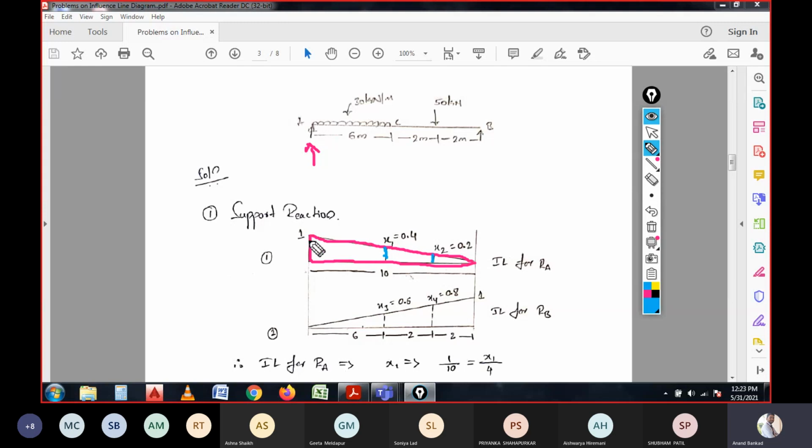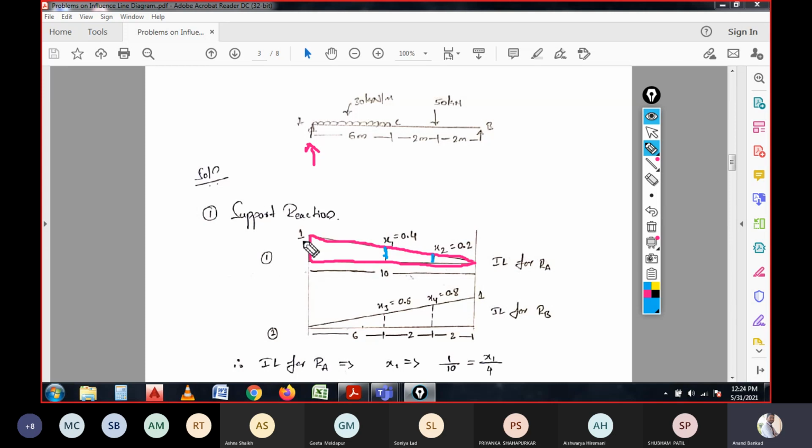In this case, it is a unit load, because at this point it is taken as unity, and the total span is 10 meter. Now if you consider this point, then we can consider a similar triangle over here. For the coefficient of this value, what will you do? Here the total span is 10 meter; 6 meter is over here and the remaining is 4 meter, and this 4 meter is divided by 10, that is the total span. So here 1 by 10 is considered unity.